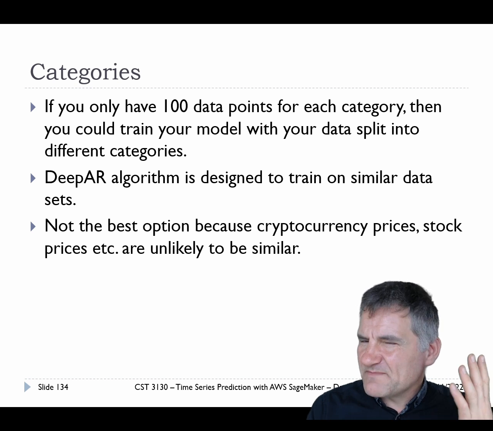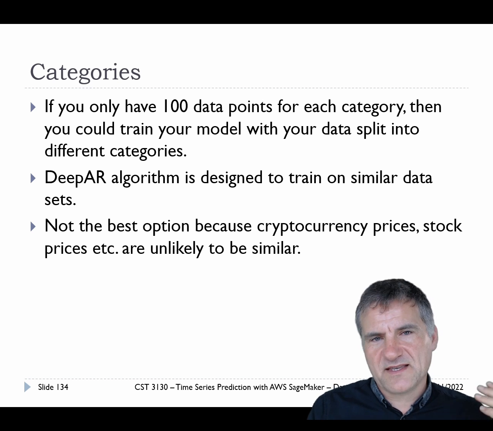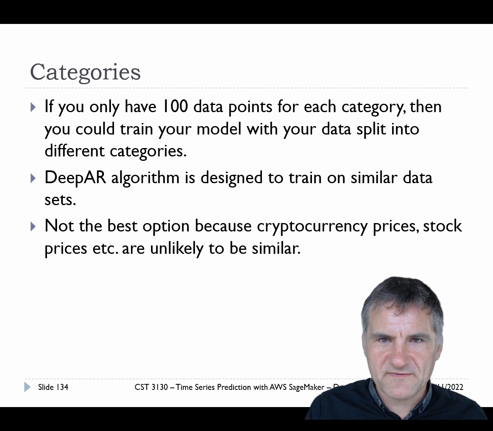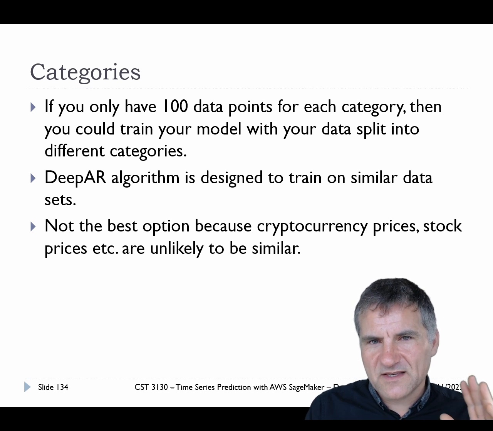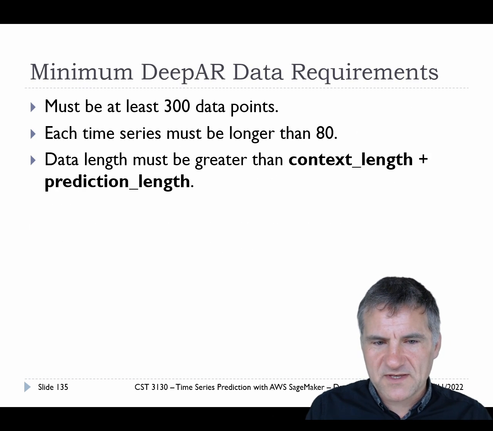So cryptocurrencies maybe would be all right, because they have some patterns that are the same, but then some patterns are different, because regulations and people's confidence in different cryptocurrencies varies considerably. So it's not ideal, but if you're stuck with small amounts of data, then you probably have to use categorical training.